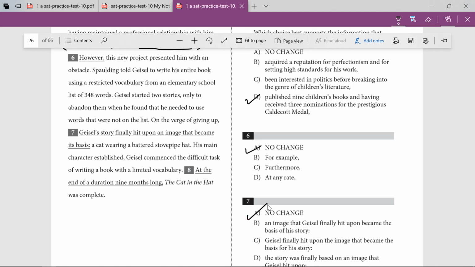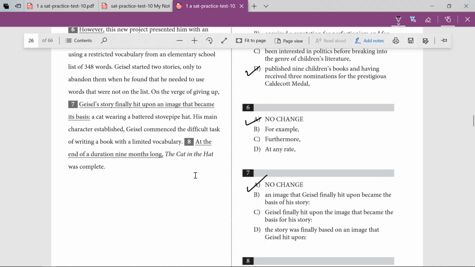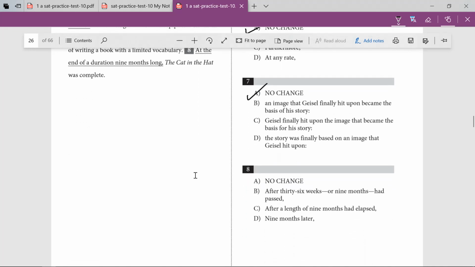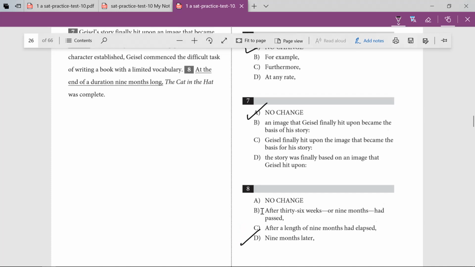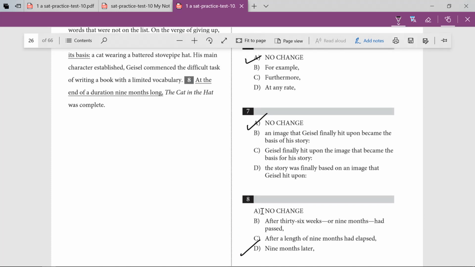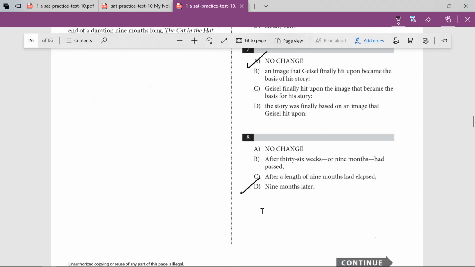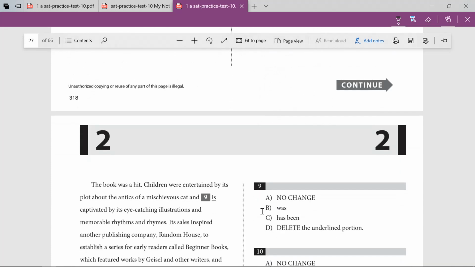Okay, at the end of a duration of nine months. Oh my god, why so many words? Looks like a precision question. So nine months later makes sense. This is okay, so an easy one. The SAT likes fewer words when they convey the same meaning. Why should you spend too much time writing long sentences which do not convey any meaningful idea?